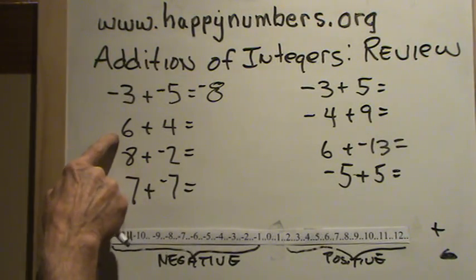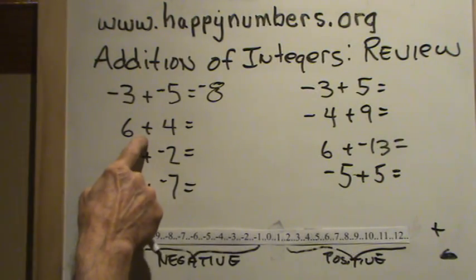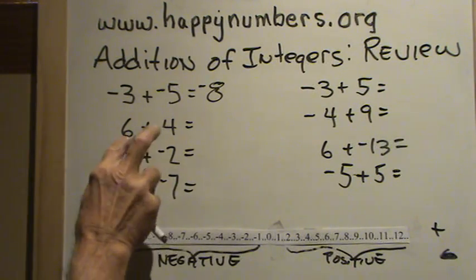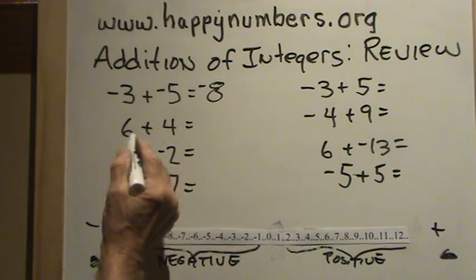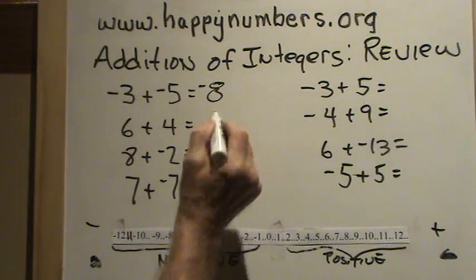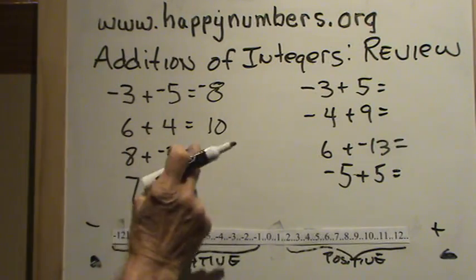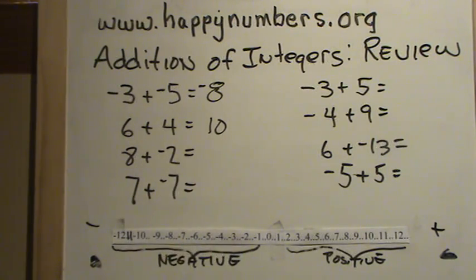Let's take a look at this one. +6 plus a +4. Well, they're both positives. The signs are the same, so I combine them. 6 and 4 gives me 10. And I use the common sign, which is positive, so I don't have to write the sign. And of course, if we look at the number line, I have a +6 and I'm moving in a positive direction 4. 1, 2, 3, 4. I get to come to 10.